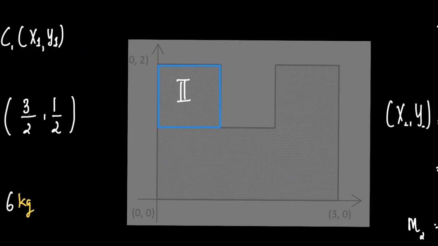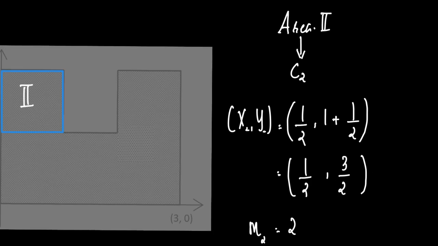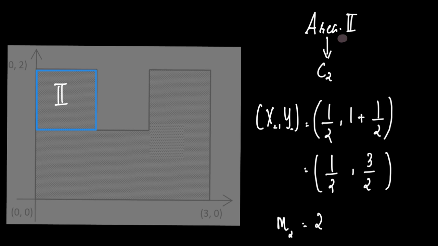Now let's see the same calculation for area 2. So for area 2, which is highlighted here, the dimensions of this area are 1 centimeter width and 1 centimeter height, and therefore the coordinates of center of mass should be 1 by 2 and 1 by 2. Then why do we have this plus here? We have 1 plus 1 by 2 because this is the coordinate of center of mass here, right?